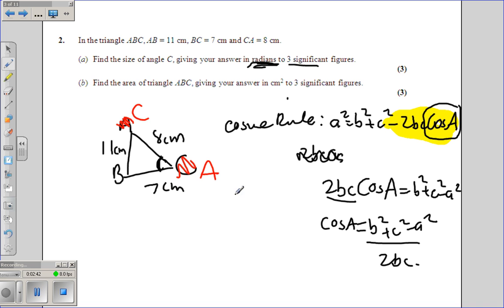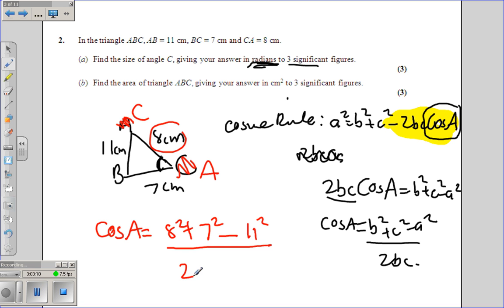It's really angle C, but for the formula it's angle A, is b squared plus c squared, take away a squared. These are all sides because they're all small letters. So the cosine of A equals b squared, so that is 8 squared, plus c squared, 7 squared, take away a squared, which is always the one that's opposite the angle you're trying to find, so 11 squared, divided by 2 times b times c.